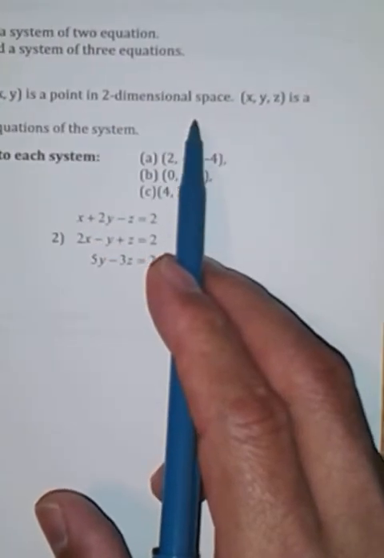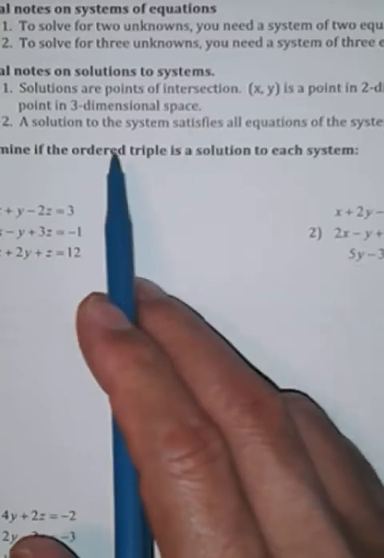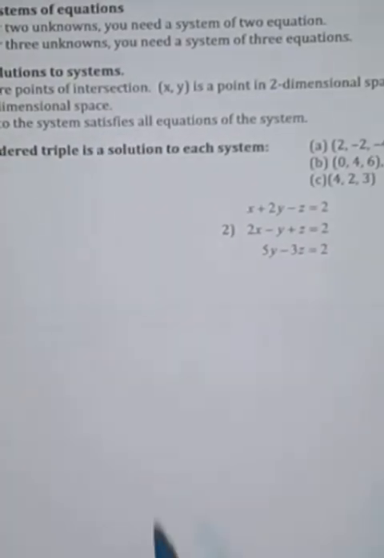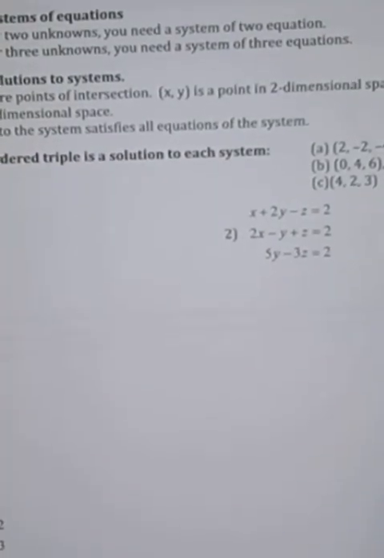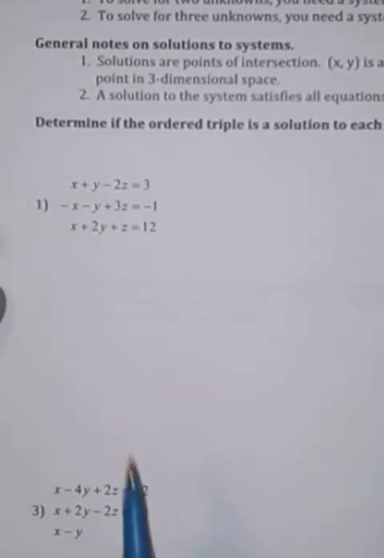Some other notes: solutions are points of intersection. XY is a point in two-dimensional space. XYZ is a point in three-dimensional space. And the solution to the system satisfies all equations of the system. That was true also with a system of two equations.